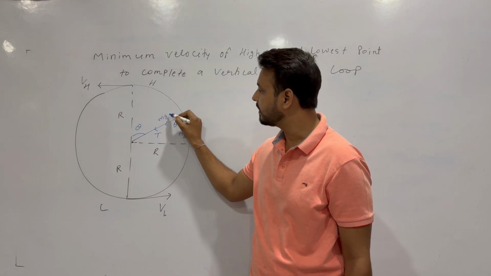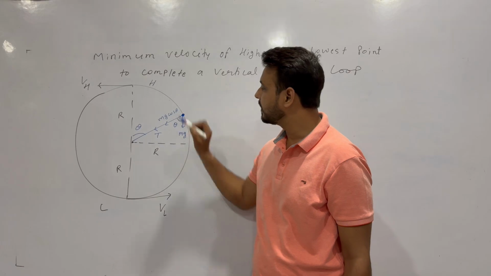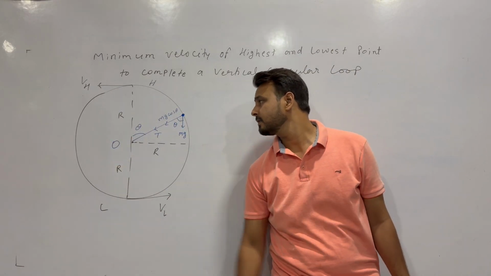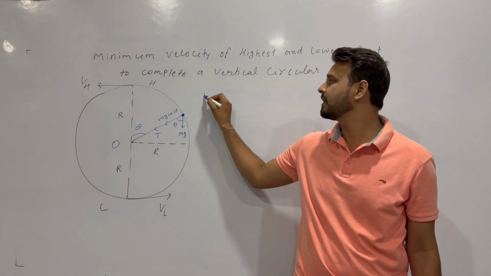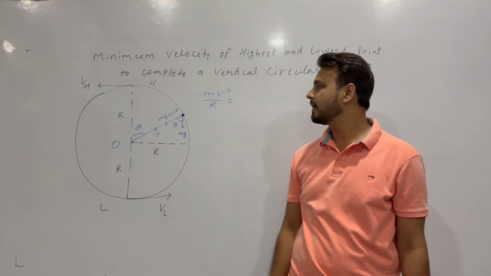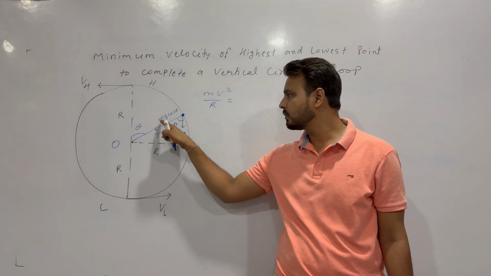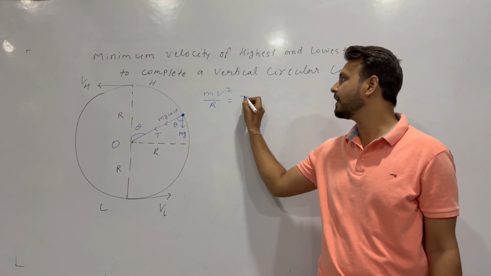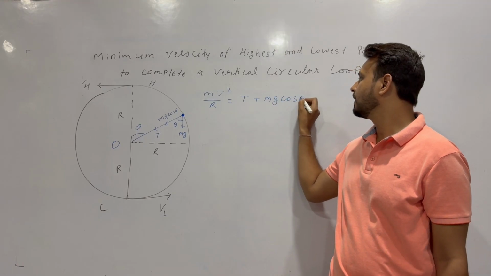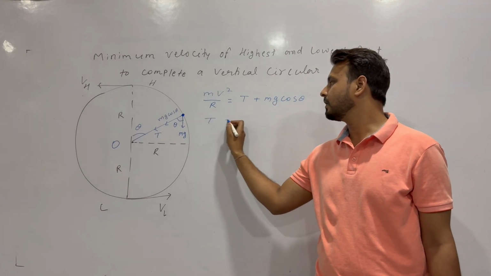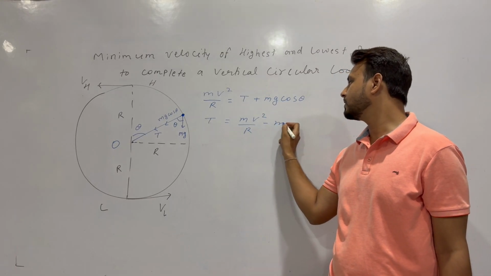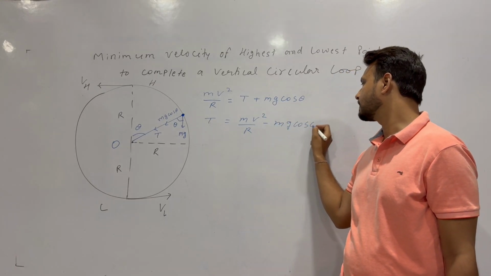Mg cos theta. Now if this body is revolving about this circle, the necessary centripetal force, that is mv square by r, will be given by the sum of these two forces. One is T, one is mg cos theta. So here I am writing T plus mg cos theta. Now the value of T here will be mv square by r minus mg cos theta.